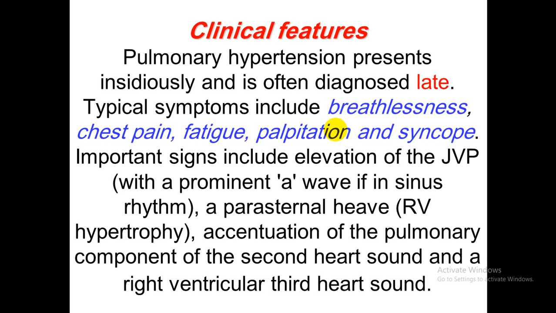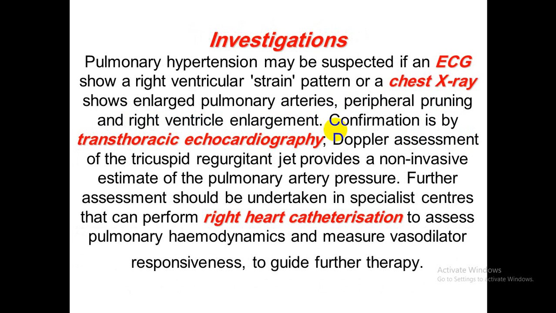The signs seen in those patients are a prominent or elevated JVP with a prominent A wave if the patient has sinus rhythm, parasternal heave which indicates right ventricular hypertrophy, accentuation of the pulmonary component of the second heart sound, and a right ventricular third heart sound which indicates right ventricular disease. These are the signs and symptoms of the patient with pulmonary hypertension.